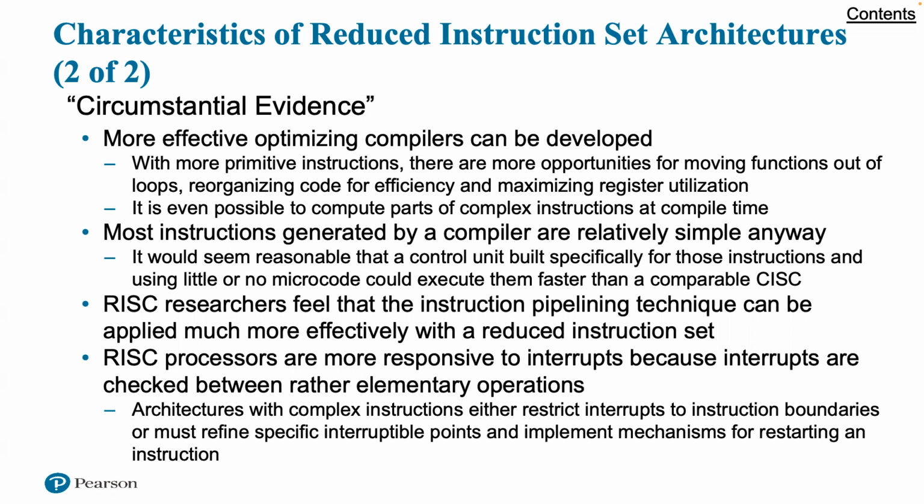So taken together, these characteristics can be assessed to determine the potential performance benefits of a RISC approach. A certain amount of, quote, circumstantial evidence can be presented. First, more effective optimizing compilers can be developed. With more primitive instructions, there are more opportunities for moving functions out of loops, reorganizing code for efficiency, maximizing register utilization, and so forth. It is even possible to compute part of complex instructions at compile time.